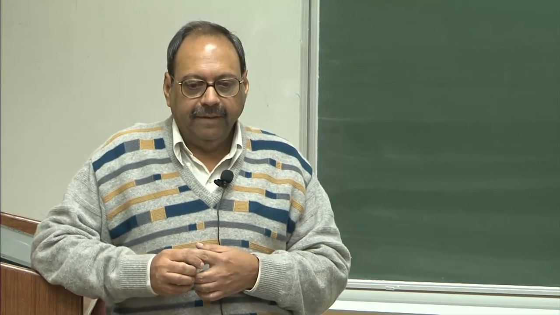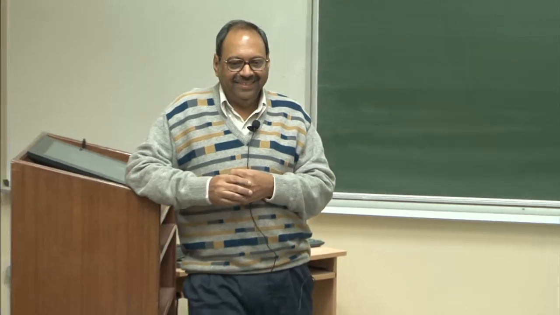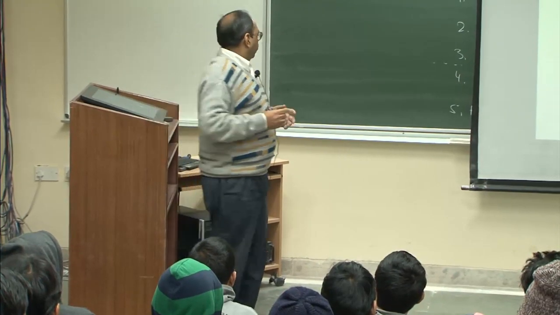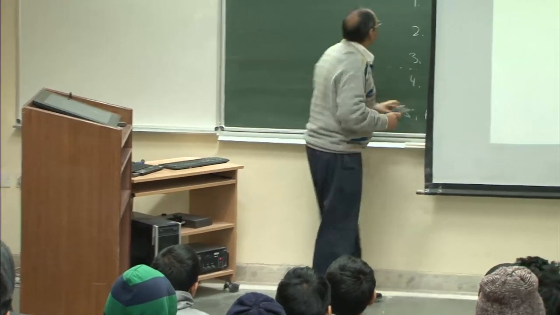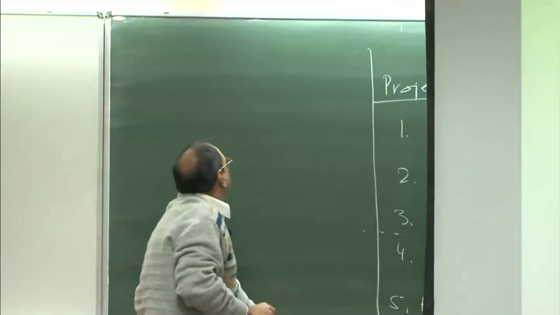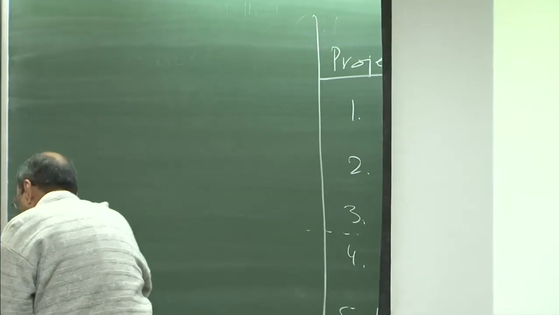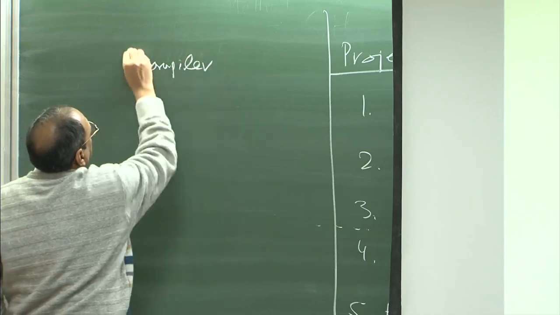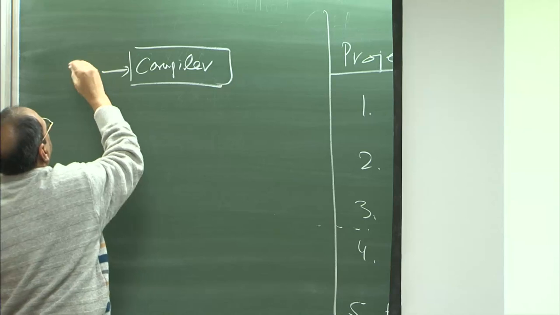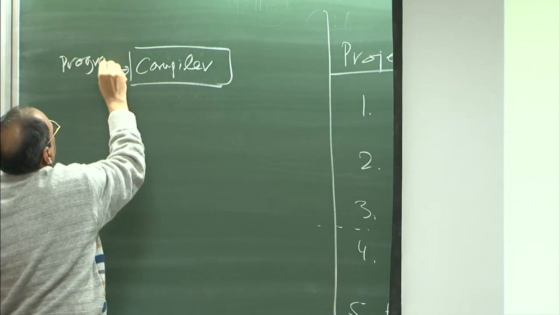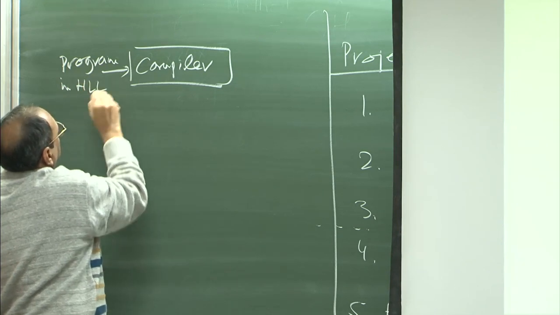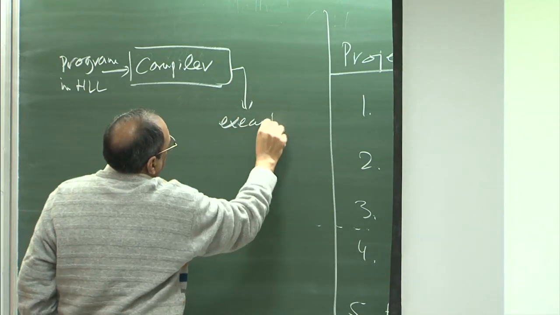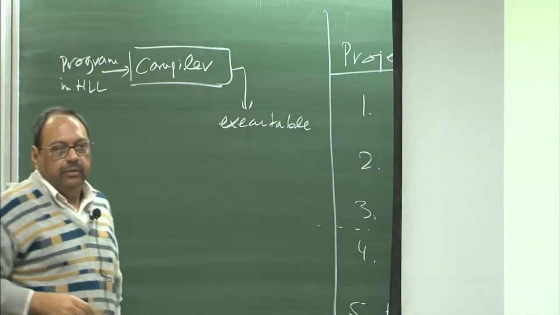Anyone to say something? It compiles a program, it takes a high-level program and returns back an executable in memory. So let me just write down some of these suggestions and then we can understand it. Okay. So the compiler takes a program in a high-level language, and what it gives me is an executable, right? Which executes on a machine.